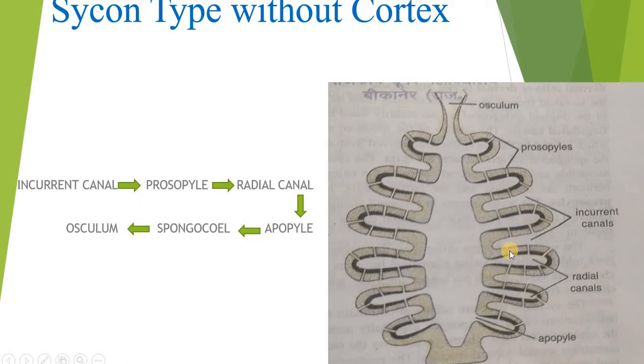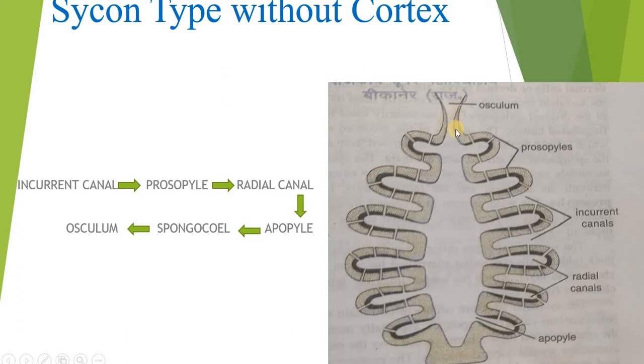The radial canal opens into the spongocoel by openings called apopyles. These are the apopyles. The spongocoel opens into the outside by osculum. This is the spongocoel, which opens to the exterior by osculum.